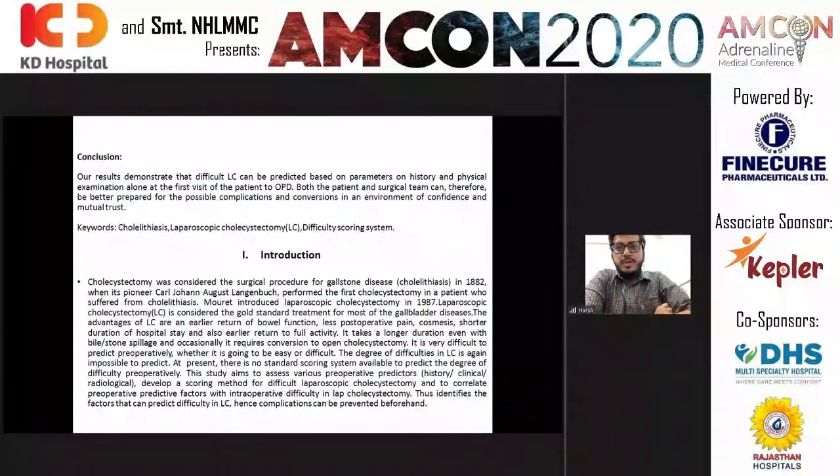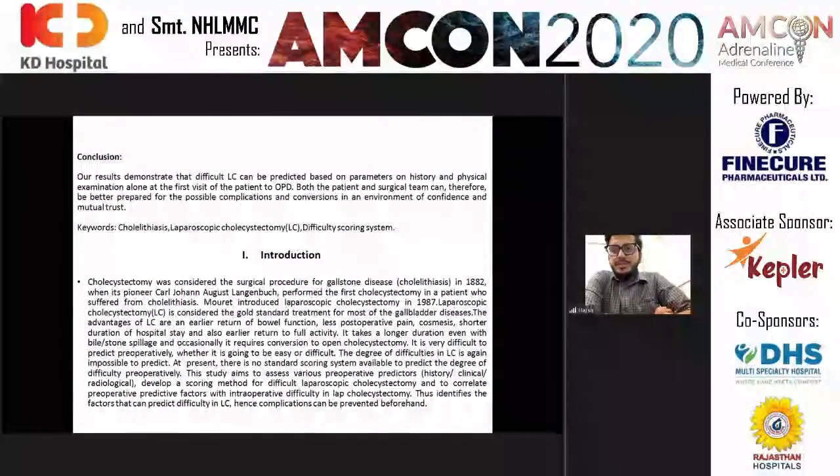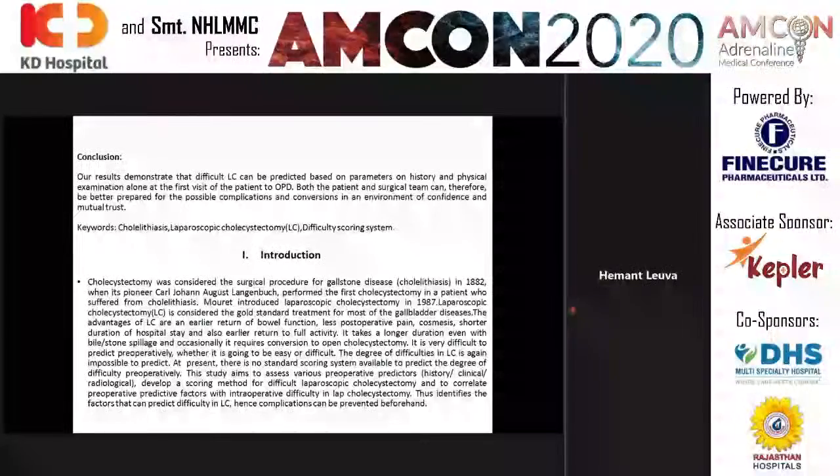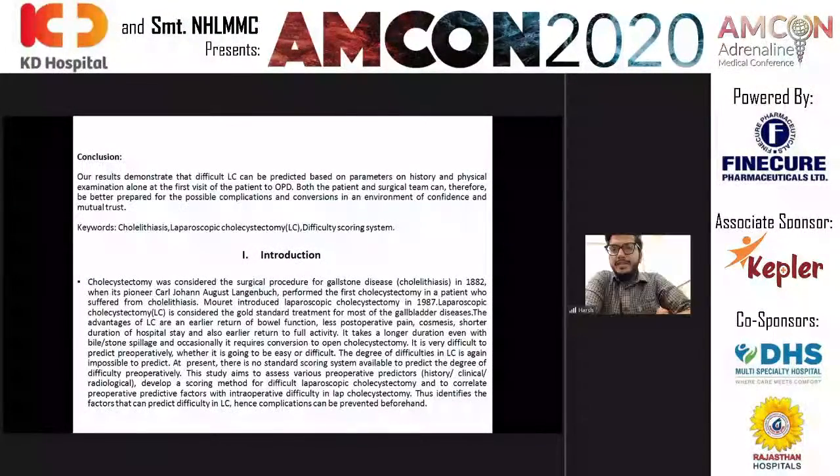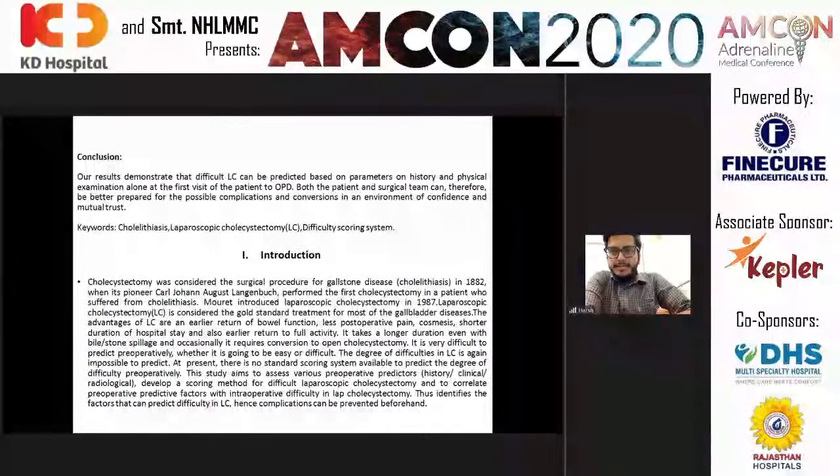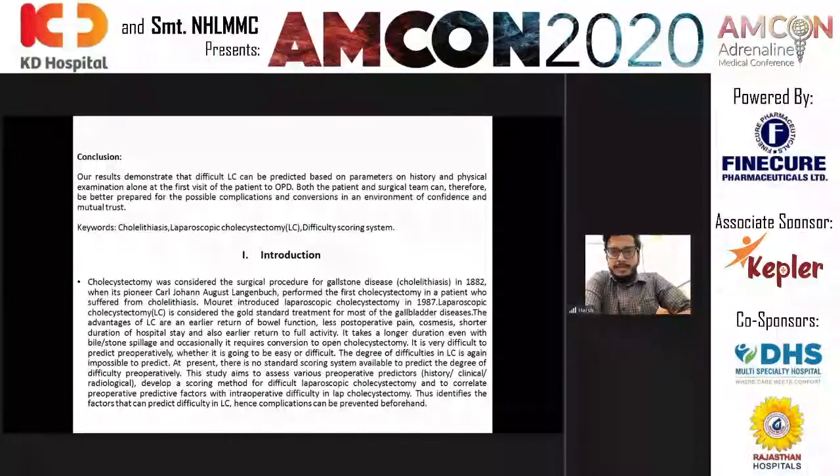Introduction. Cholecystectomy was considered the surgical procedure for gallstone disease in 1882 when its pioneer Carl Johann August Langenbuch performed the first cholecystectomy in a patient who suffered from cholelithiasis. Mouret introduced laparoscopic cholecystectomy in 1987. LC is considered the gold standard treatment for most gallbladder disease. The advantages of LC are earlier return of bowel function, less post-operative pain, cosmesis, shorter duration of hospital stay, and also earlier return to full activity.